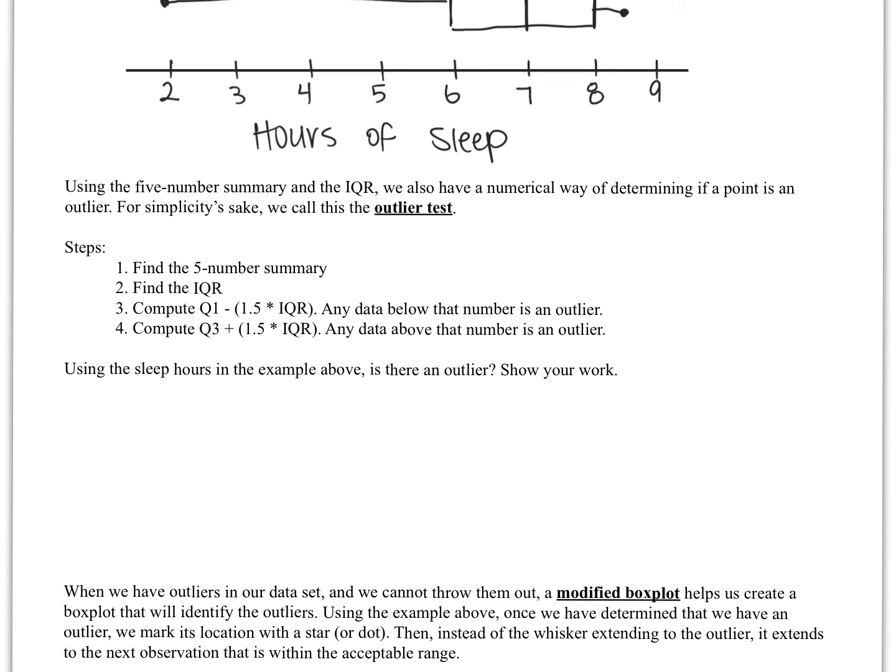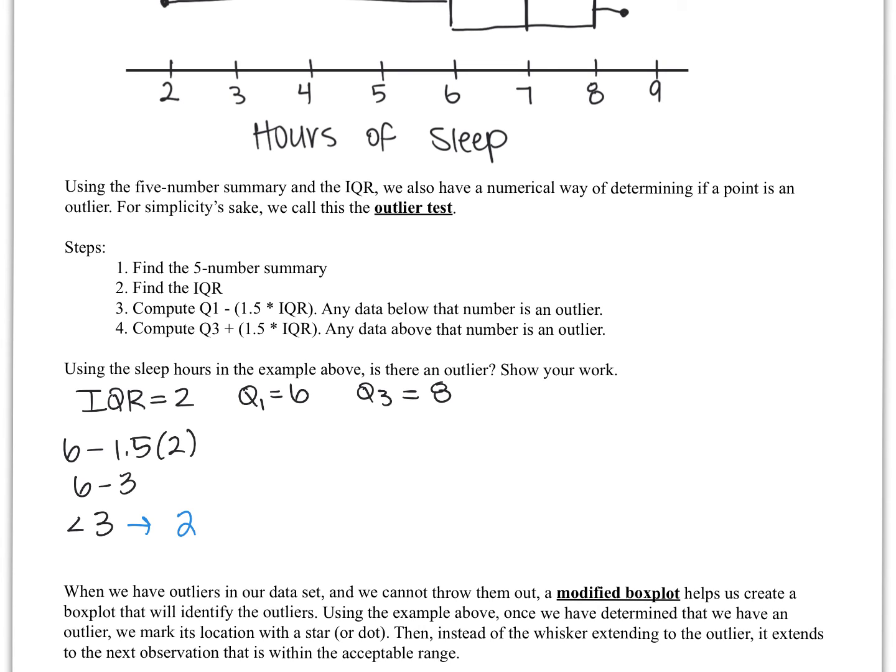So we're going to go ahead and calculate it for the hours of sleep. So IQR was 2, quartile 1 was 6, and quartile 3 was 8. So for the lower one, we do quartile 1 minus 1.5 times the IQR, which is 2. So that becomes 6 minus 3, which is 3. So I look for any number less than 3. And there is a number less than 3, and that number is 2.